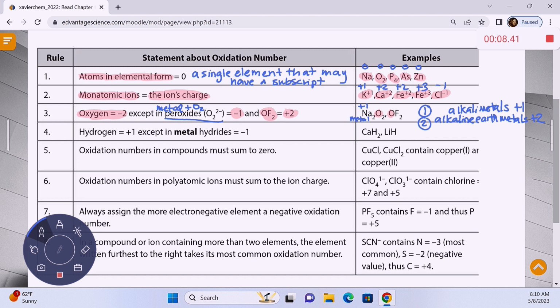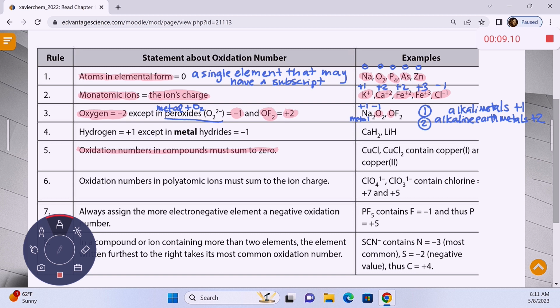Okay, so since I put the +1 on sodium, that means oxygen has to be a -1. And let me explain to you how I know that. The sum of the oxidation numbers in a compound has to add up to 0. So if sodium is a +1, and I have 2 of them, and I have 2 oxygens, oxygen has to be a -1. Does that make sense? Because this would be a +2 and a -2 adding up to 0.